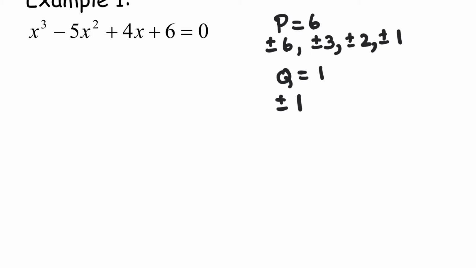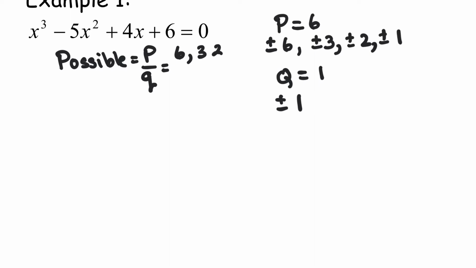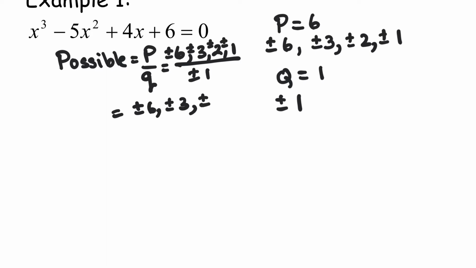So the possible rational roots are p over q, which is 6, 3, 2, 1 over plus or minus 1. I mean plus or minus for each of them. So now you just have to divide. So it's plus or minus 6, plus or minus 3, plus or minus 2, plus or minus 1. These are the possible roots.